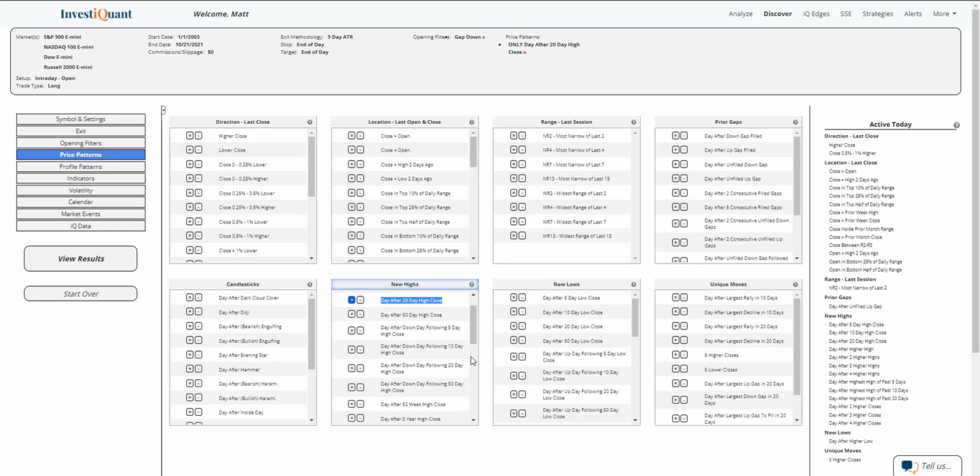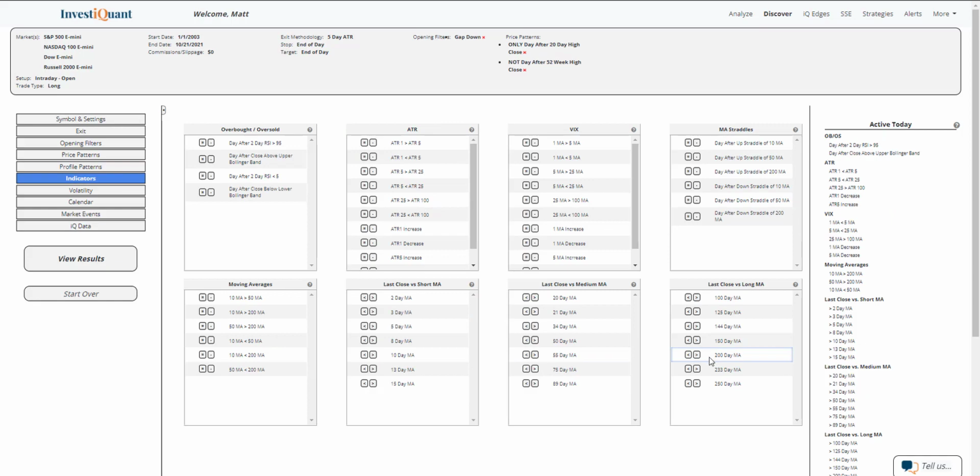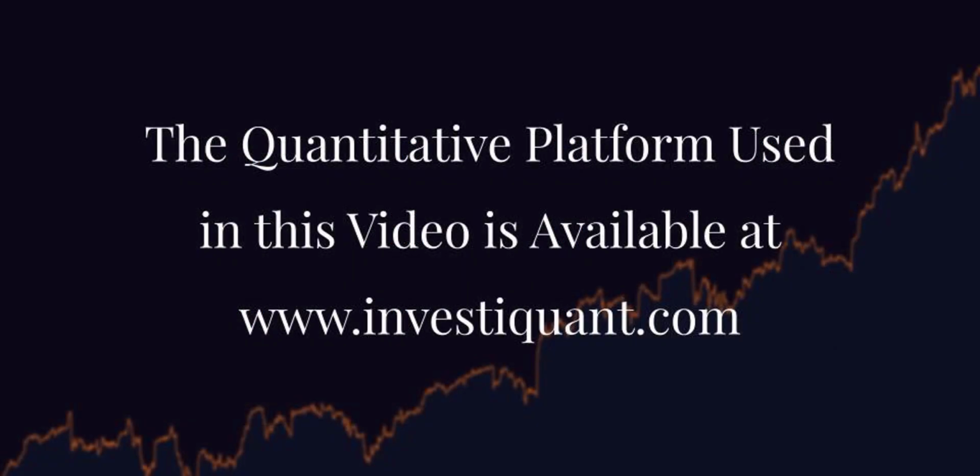If I scroll down just a little bit, I can see day after a 52-week high close. I'm going to hit the minus sign next to that. When you hit the minus sign next to it, it's going to make it an exception. So it closed at a 20-day high, but it did not close at a 52-week high. We're up close, but not quite there. All right, next I'm going to go into the indicators library. I'm going to put us above a 200-day simple moving average. Since we had a 20-day high, I don't need to add that. And now I can click View Results.